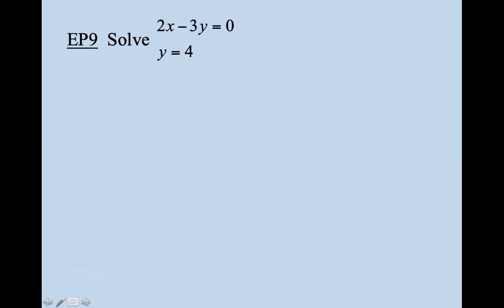I know my y value is 4, so I'm going to put that in the y position. So in this case, I just need to figure out what my x is. All right, my y is 4. So in that top equation, I'm going to substitute 4 for y. So I'm going to rewrite that top equation. It is now 2x minus 3. Remember, this is multiplication, so minus 3 times 4 is equal to 0.